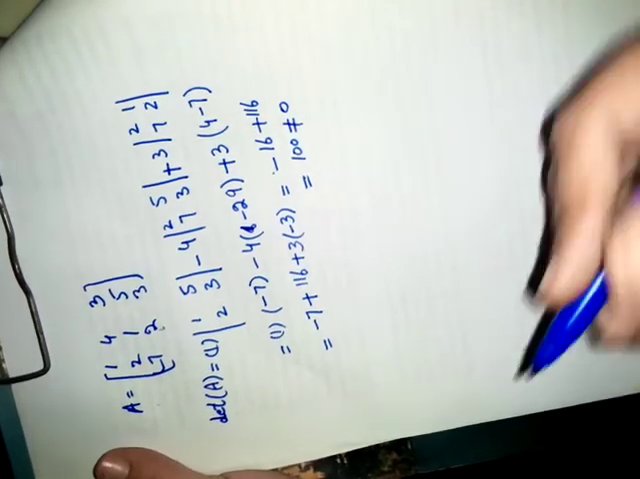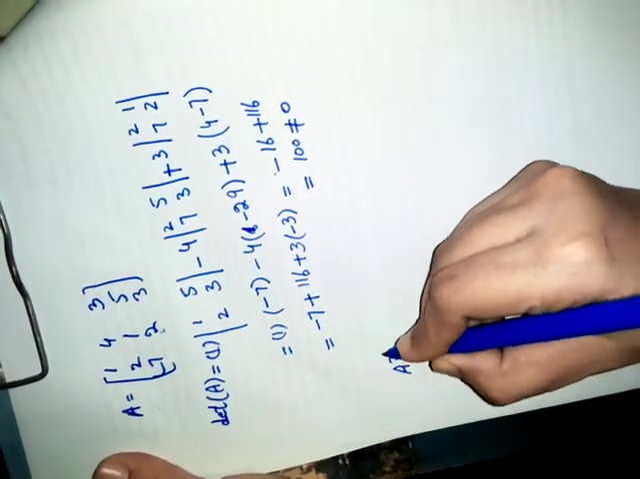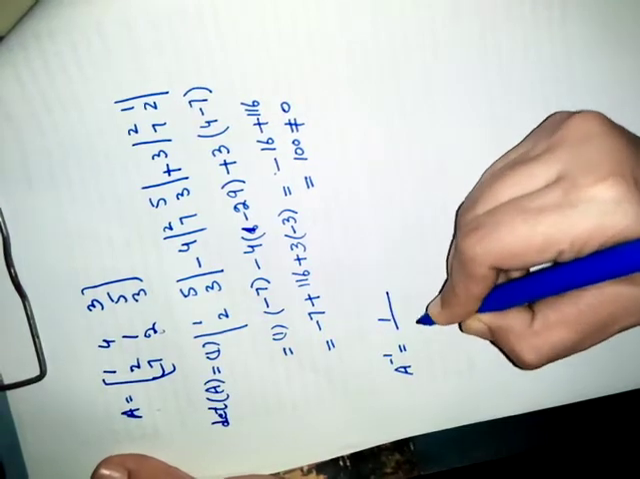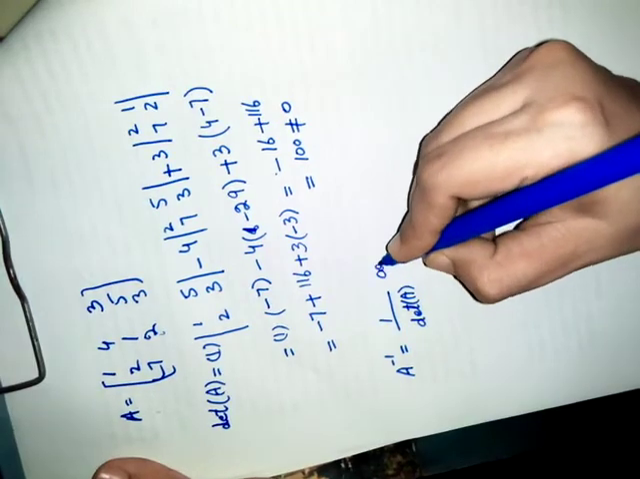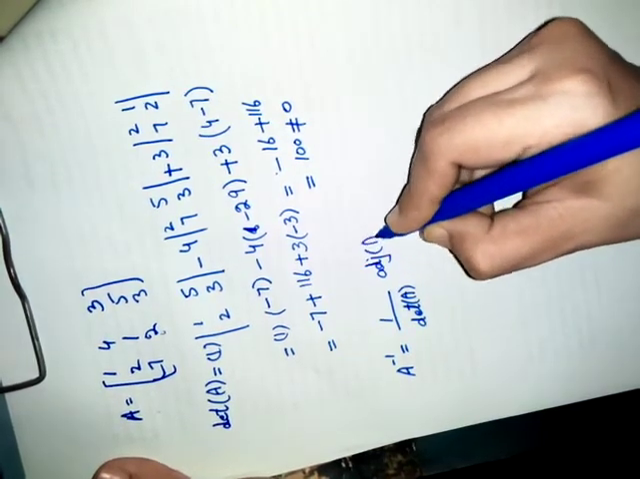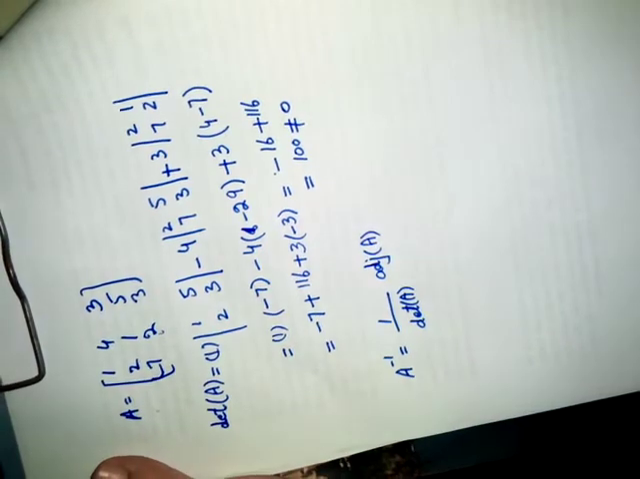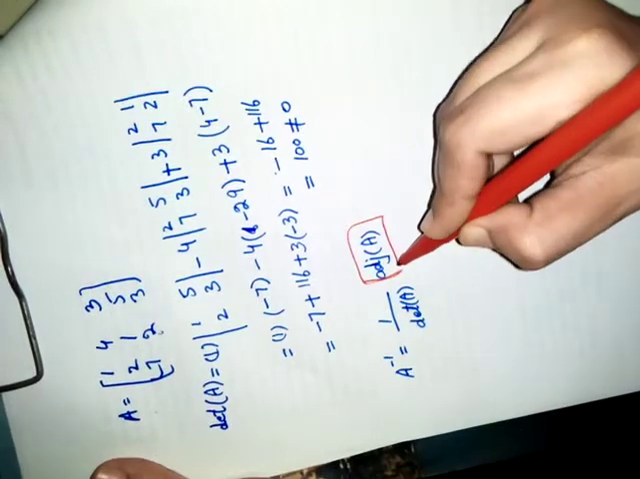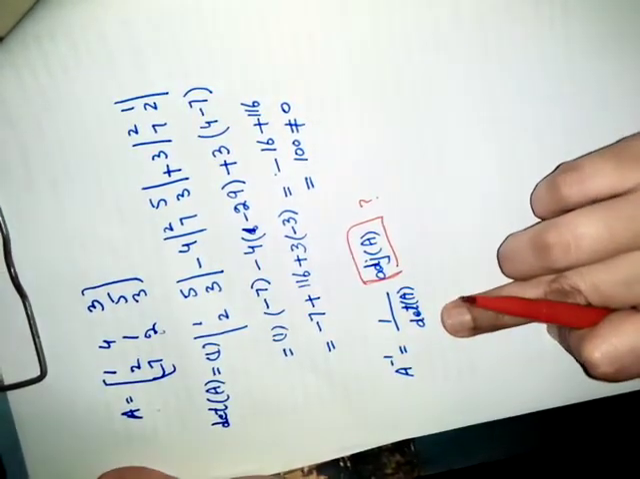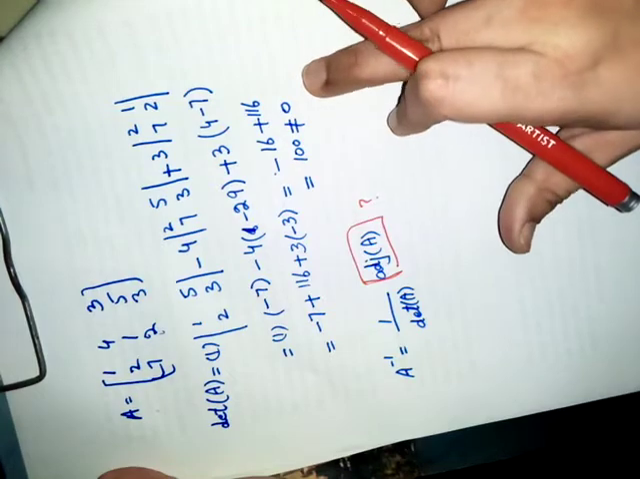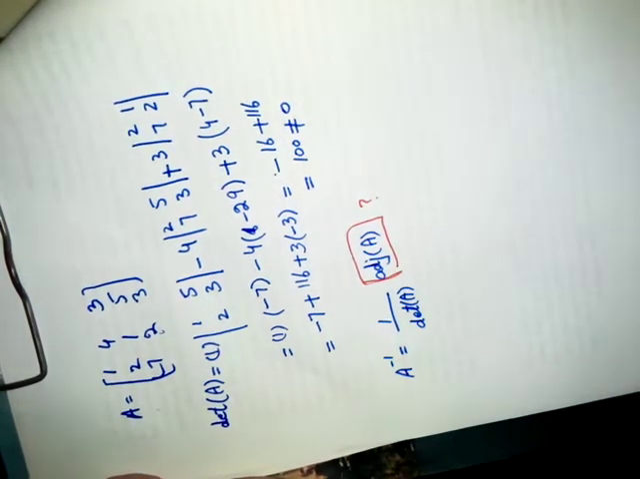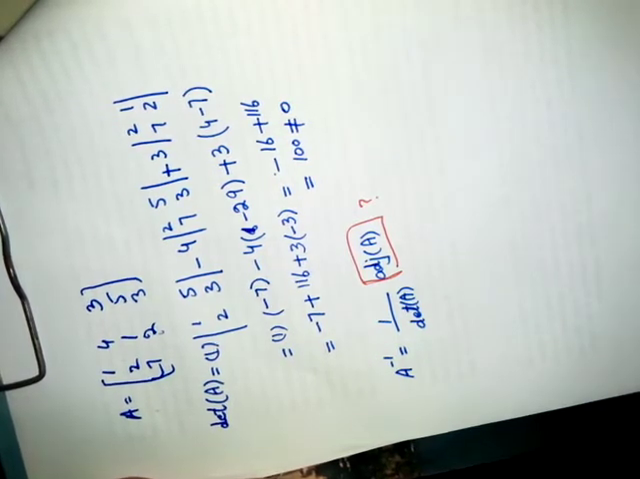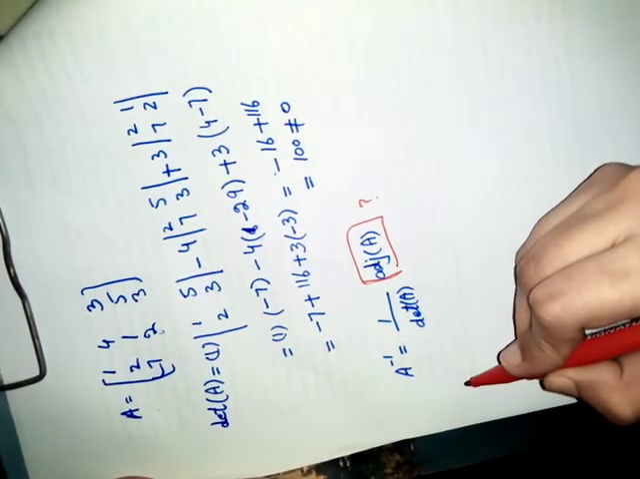For evaluating its inverse, the formula is 1 over determinant of A into adjoint of A. Now the question is how to evaluate adjoint of A. We already evaluated determinant of A, that is 100, non-zero, so inverse is possible. How to evaluate its adjoint? It contains some steps. Step 1.